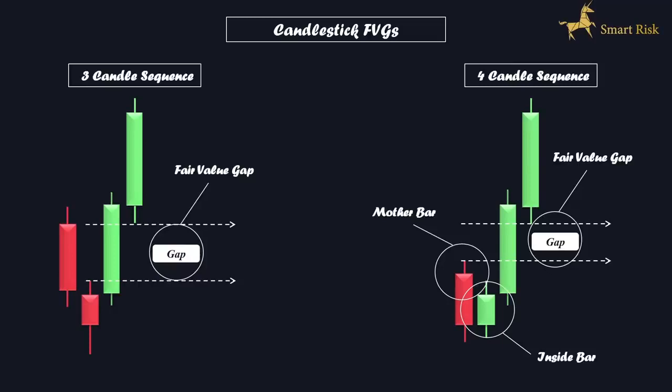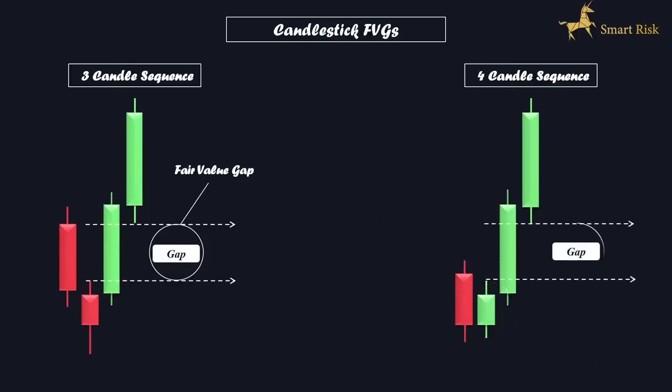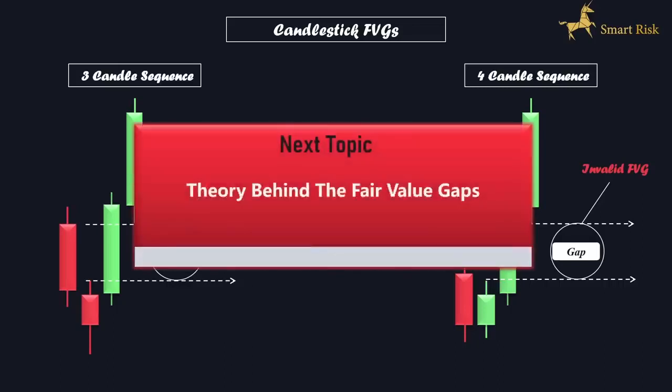For example, in this scenario, if we solely focus on this three-candle sequence to identify the fair value gap without taking into account the presence of this red candle, the identified fair value gap would be incorrect. These concepts are applicable to bearish markets as well. It's important to note that these principles can be applied across various timeframes and any price action-based chart. Now let's see what is the theory behind the fair value gaps.